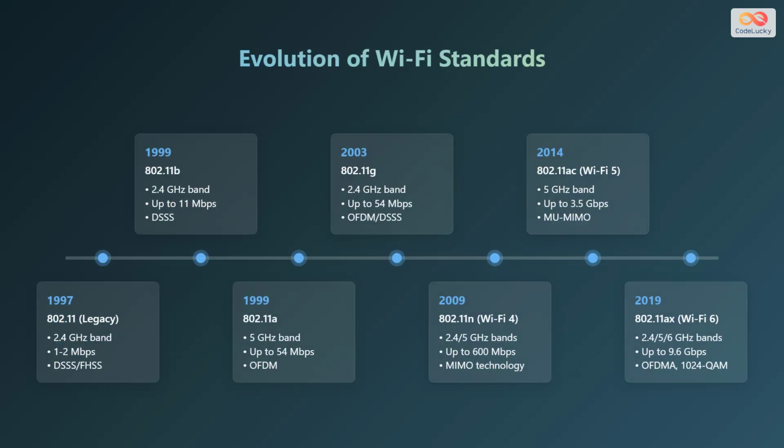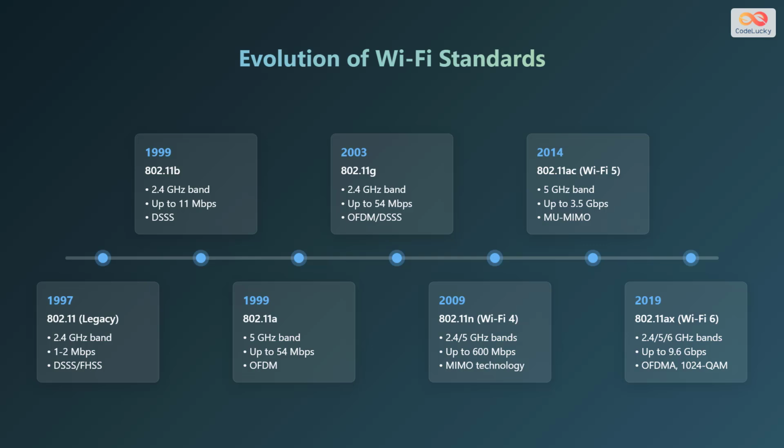Here's a timeline showcasing the evolution of Wi-Fi standards. In 1997, we had the 802.11 legacy standard operating on the 2.4 GHz band, providing 1 to 2 megabits per second using direct sequence spread spectrum and frequency hopping spread spectrum.